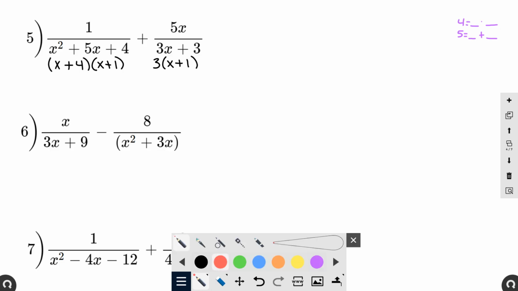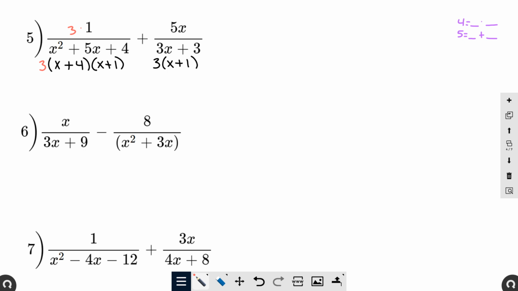So I grab my other pencil now and then ask yourself, what does the first one need that the second one has? A 3. So I'm going to multiply the top and bottom by 3. It's got the x plus 1, but it didn't have the 3. Now, do the same thing with the second one. What does the second one need that the first one has? X plus 4. You have to multiply by the whole parenthesis. If you do it on the bottom, you have to do it on the top.